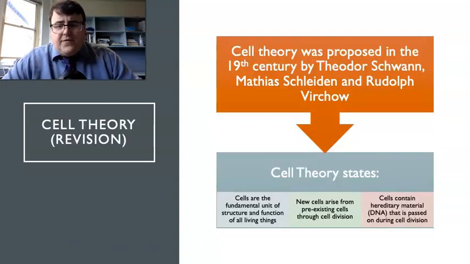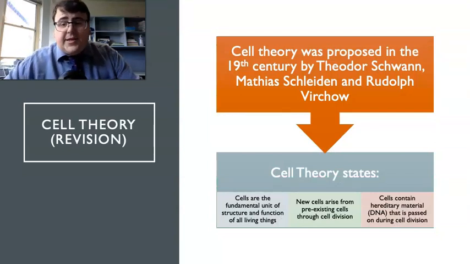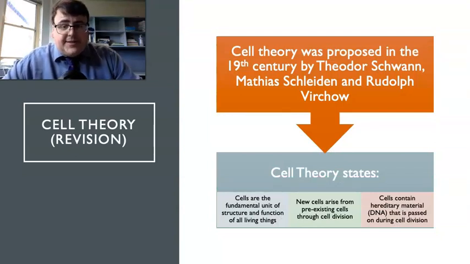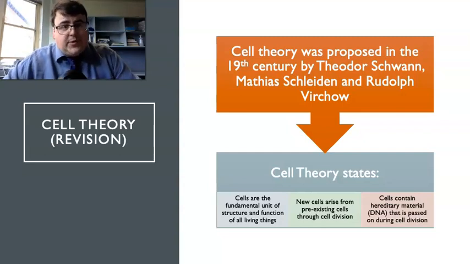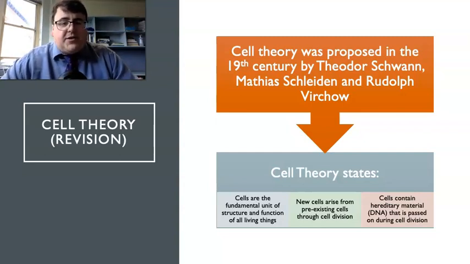So starting with a bit of revision, looking at cell theory. Cell theory was proposed in the 19th century by 3 German scientists, and there are 3 core principles that we need to know: cells are the fundamental unit of structure of all living things, new cells will only arise from pre-existing cells through cell division, and cells will contain hereditary material, which we call DNA, and that is always passed on to new cells through cell division.